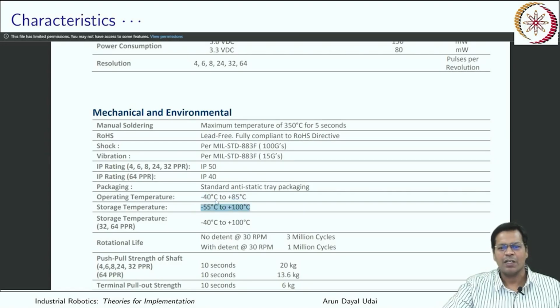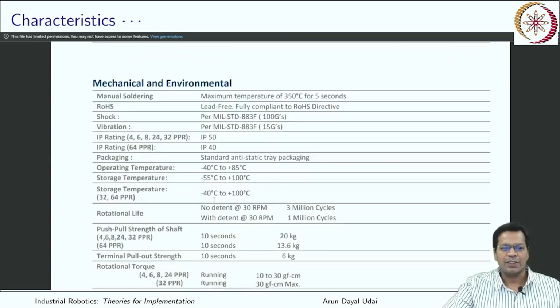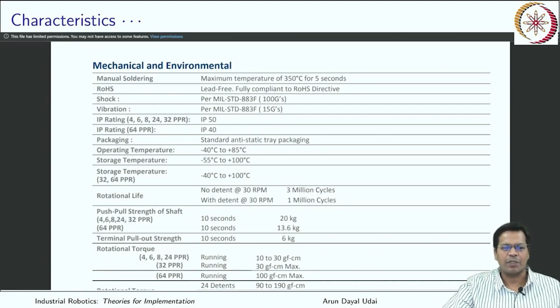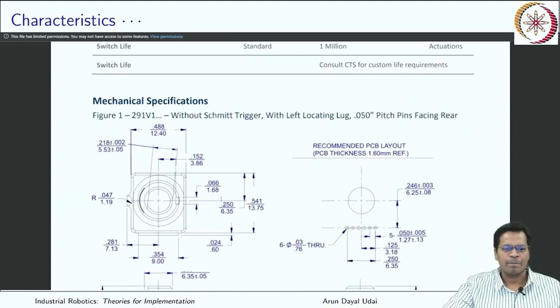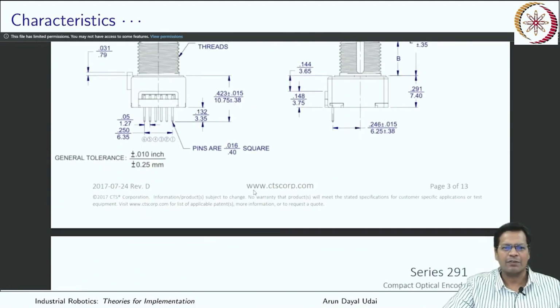Storage temperature is different, working temperature is different. For different PPR it is different, pulses per revolution. For different kinds of sensor it is the same range. Rotational life. You see how many parameters there are. Physical dimensions are also given.